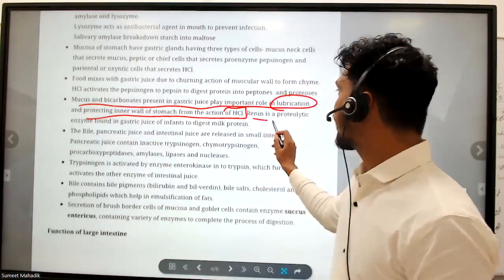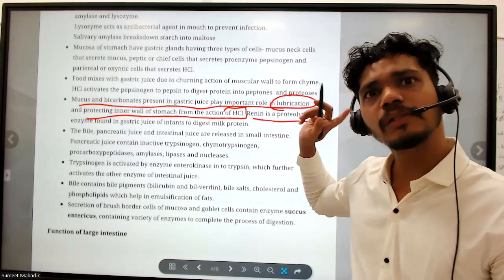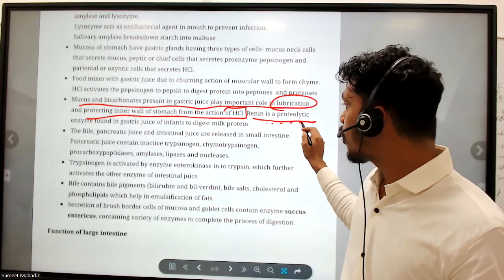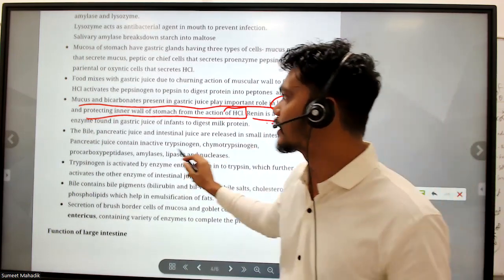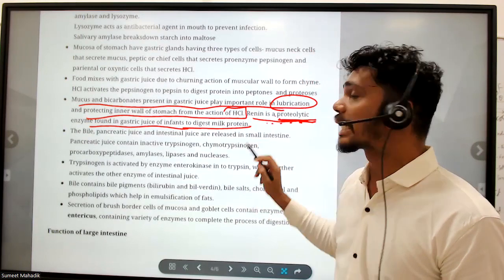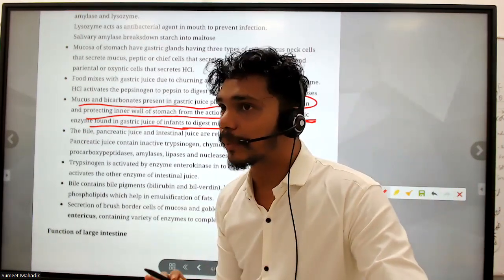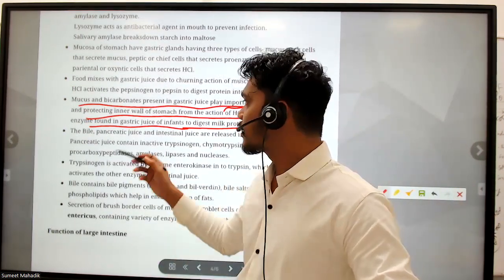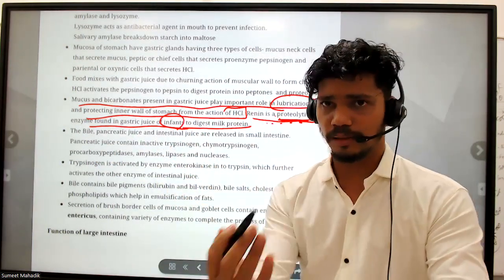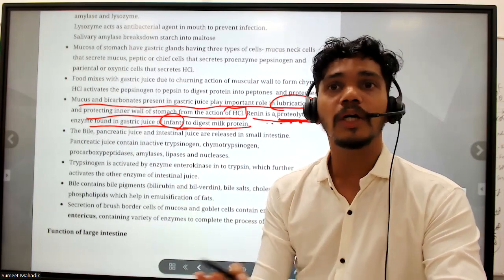Okay. Now renin. What is renin? Secreted by the kidney as well sometimes. Yes. So renin is a proteolytic enzyme found in the gastric juice of infants to digest milk protein. Renin is not found in adults that much. Why? Because when the baby is just an infant, or when the infant has just arrived, their organs are not that much developed.